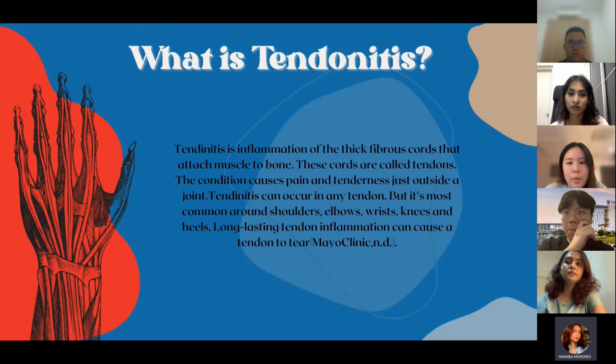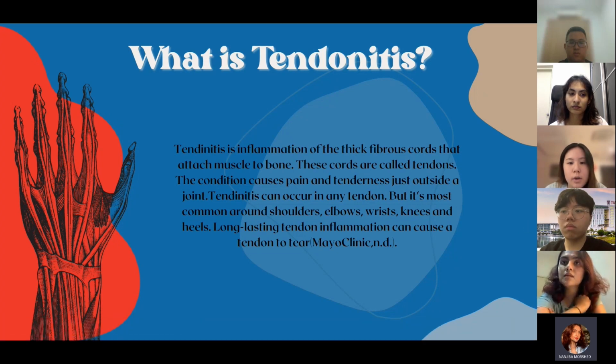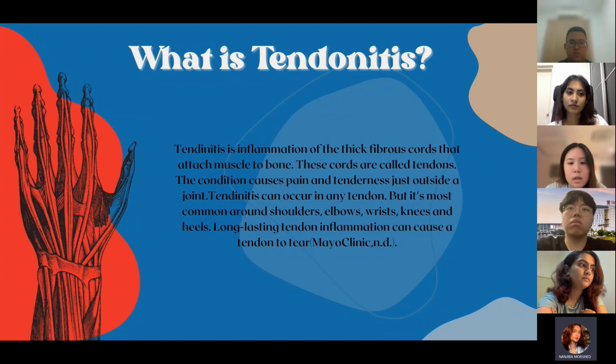Thank you, Nanjiba. I'll be talking about tendinitis. Tendinitis is inflammation of the thick, fibrous cords that attach muscle to bones, which are called tendons. The condition causes pain and tenderness outside a joint. However, it is more common around shoulders, elbows, wrists, knees, and heels. Besides that, long-lasting tendon inflammation can cause a tendon to tear. Hence, surgery is required. Now I'll pass it on to Jung Kwan to talk about the physiological changes.